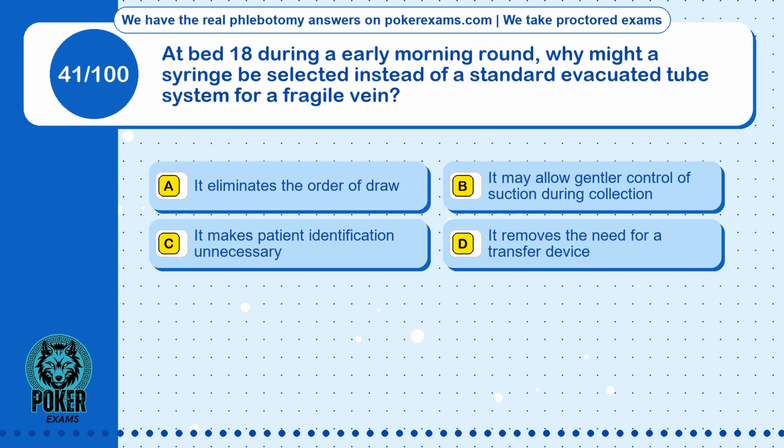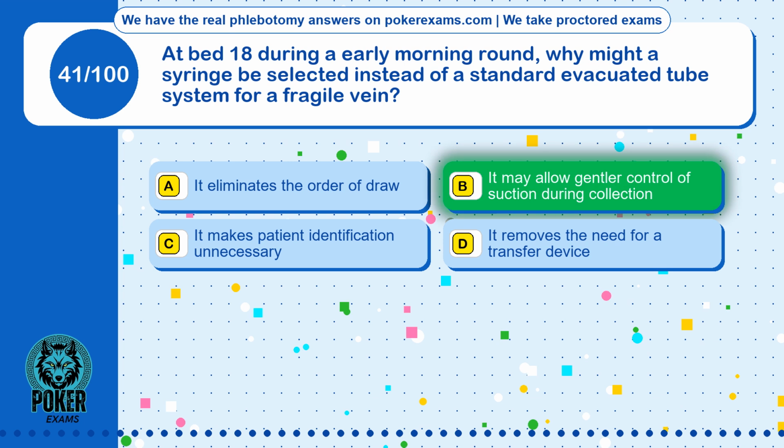Question 41. At bed 18 during an early morning round, why might a syringe be selected instead of a standard evacuated tube system for a fragile vein? Option A. It eliminates the order of draw. Option B. It may allow gentler control of suction during collection. Option C. It makes patient identification unnecessary. Option D. It removes the need for a transfer device.